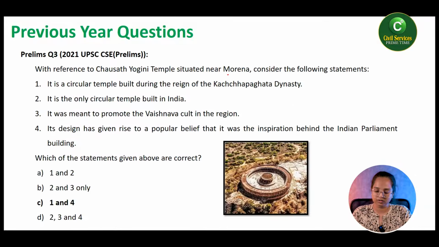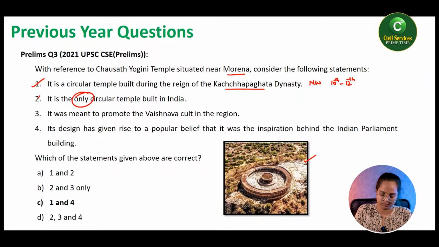With reference to Chausat Yogini temple situated near Morena, consider the following statements. Given, it is a circular temple built during the reign of Kachapakada dynasty, which is right. As you can see in this picture, it was built in circular shape and it was built during the reign of Kachapakada dynasty, which is a Rajput dynasty which ruled northwest Madhya Pradesh in 10th to 12th century CE. Next, it is the only circular temple built in India? No. అదొక్కటే కాదు, వేరే circular temples కూడా ఉన్నాయి ఇండియాలో. Next, it was meant to promote the Vaishnava cult in the region, which is incorrect.